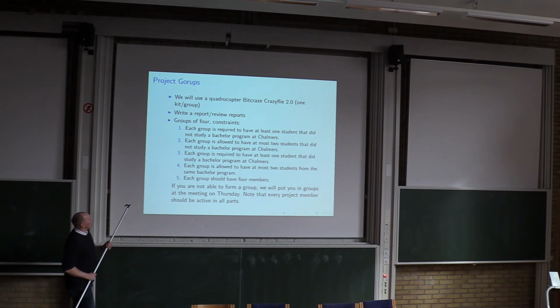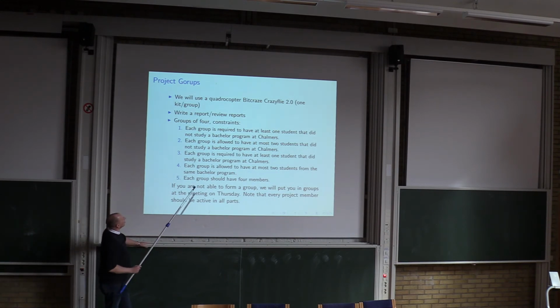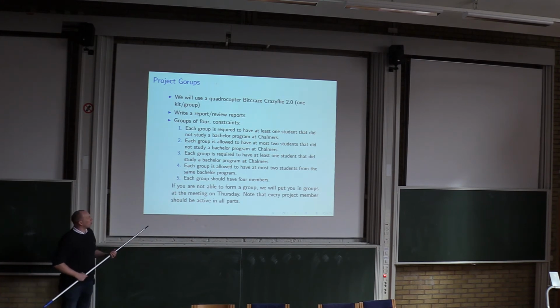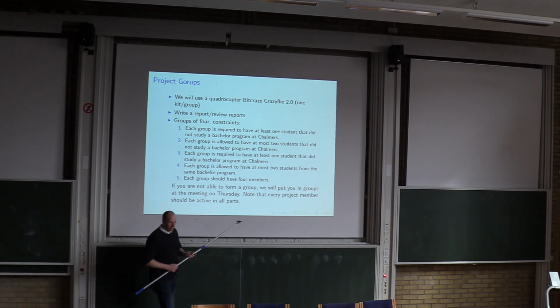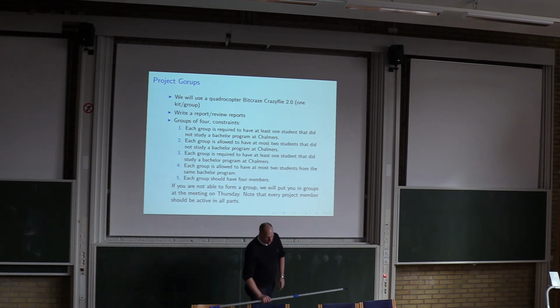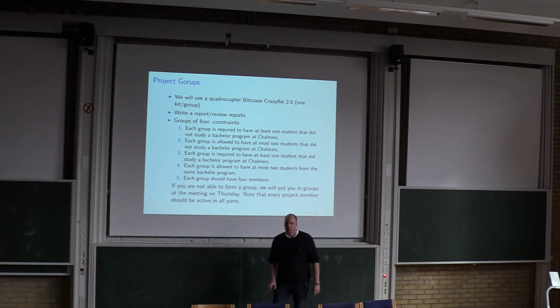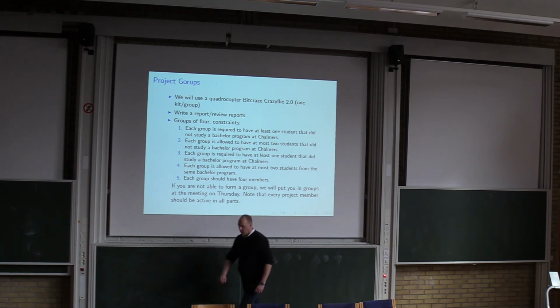Each group is required to have at least one student that did study a bachelor program at Chalmers. And on top of this, we require you to have at most 2 students from the same bachelor program. And then you should have 4 members in total. So, if you can form a group on your own that fulfills these criteria, you can now log into Ping Pong and join a group.